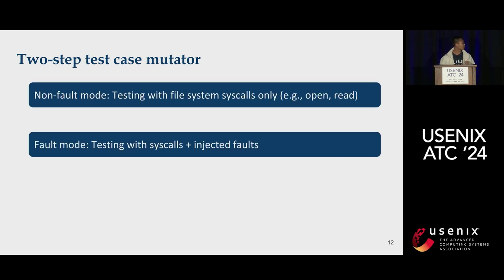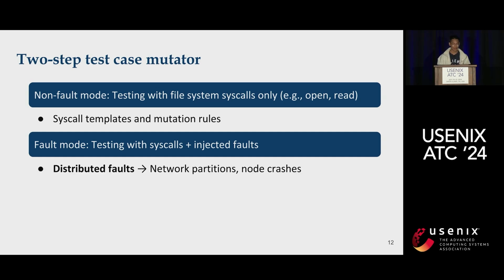We name the two modes non-fault mode and fault mode. In the non-fault mode, we test the file system with syscalls only. This is quite similar to testing local file systems, and the syscalls are generated using the traditional syscall templates and mutation rules. On the other side, in the fault mode, we test the file system with syscalls plus injected faults. And we focus on the most critical distributed faults like network partition or node crashes.